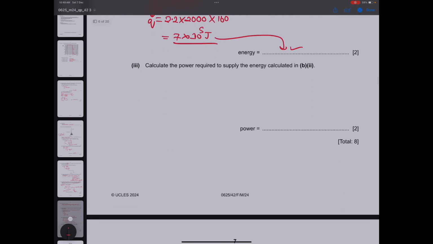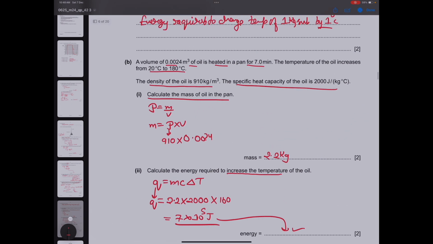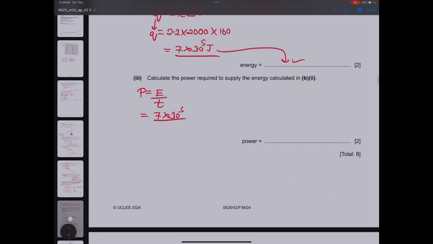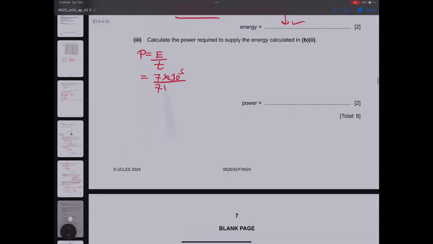Calculate the power required to supply the energy calculated. Now, just think about it. Power is equal to energy over time, right? Energy is how much? 7 into 10 to the power 5 joules. Have they given us the time? I think so. Time is given here, 7 minutes. So, 7 times 60, because you need to put the time in seconds and you will get the answer here.